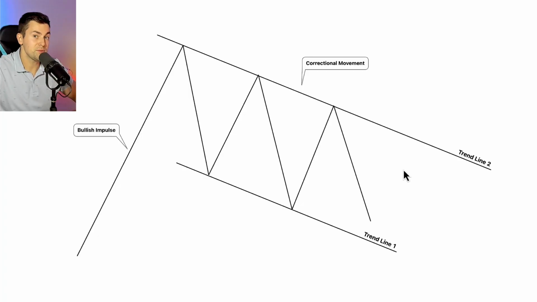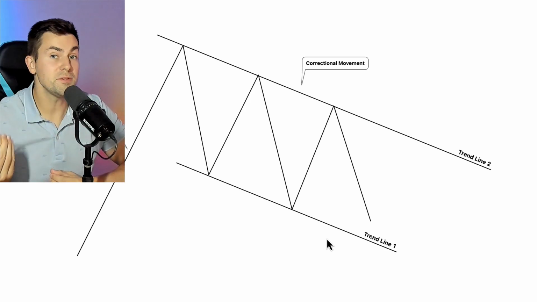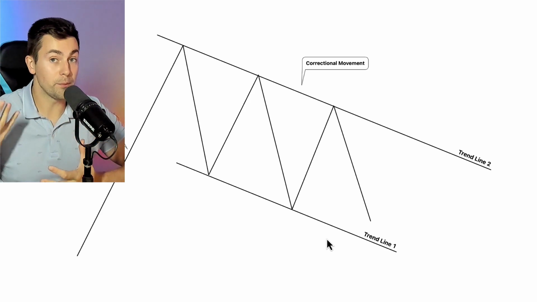The first powerful bullish pattern that we'll discuss is a bullish flag pattern. The pattern is based on 2 important elements: a bullish impulse and the consequent correctional movement. The highs and lows of the correctional movement should start respecting 2 parallel trend lines, one being a resistance and one being a support. These 2 trend lines will compose a falling parallel channel.